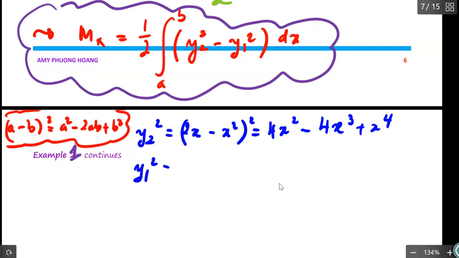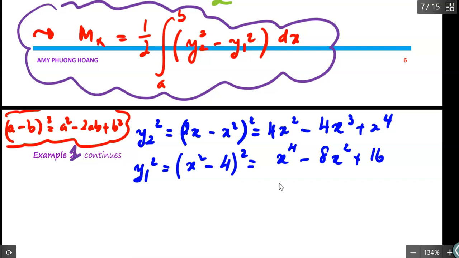And my y1 squared will be equal to x squared minus 4, all of it squared. So I should have x to the 4, subtract 8x squared plus 16.